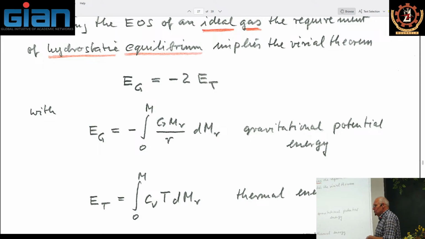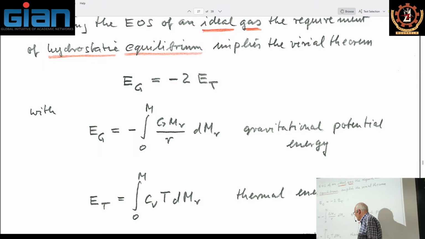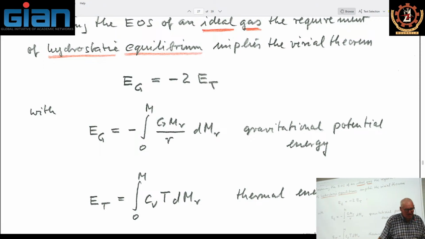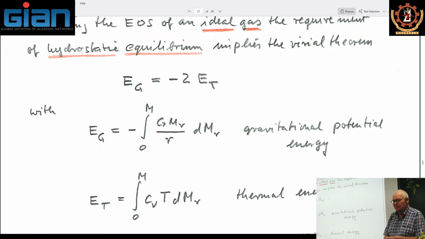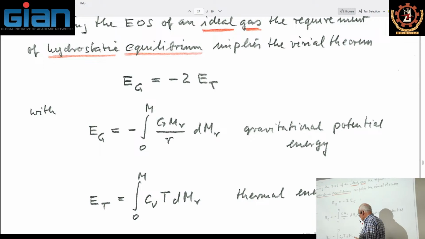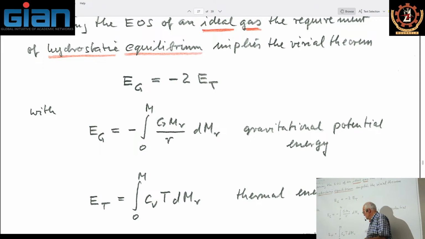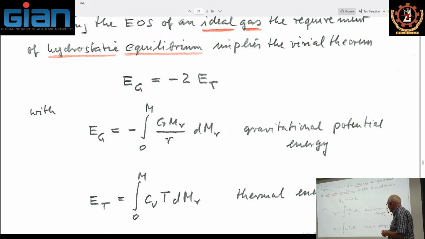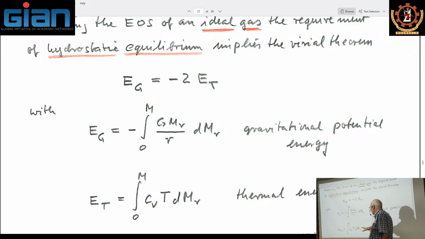The thermal energy, on the other hand, may be expressed by the integral over the heat content, which in this case is written by the specific heat at constant volume times the temperature. So this is the heat per mass and Kelvin. C_V times T is the thermal energy content per mass, and integrated over the mass it gives the total thermal energy content.